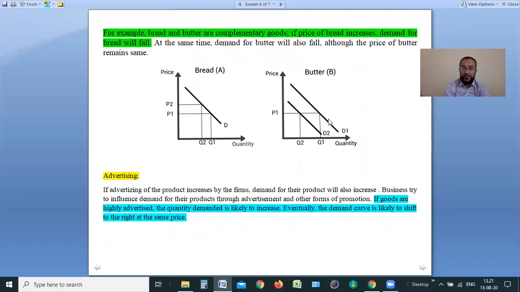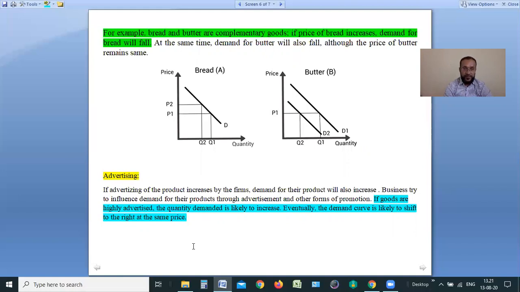So the demand curve will shift to the left. So here the price of bread rises. In response, the demand for butter also falls because consumers use bread and butter together. Since these are complementary goods, the price of one good will affect the demand for the other good. That is why there is a shift in the demand curve.